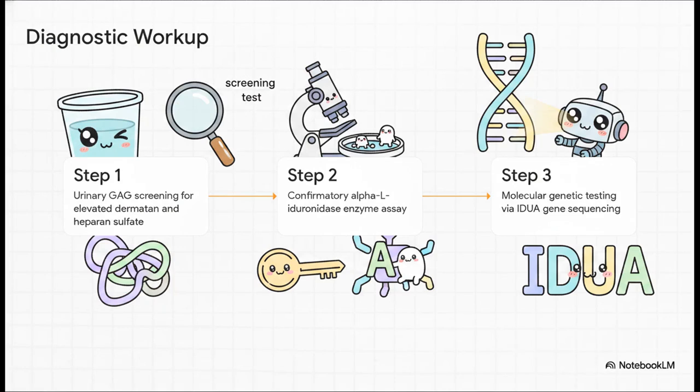The diagnostic algorithm operates in 3 distinct tiers. Step 1 is urinary glycosaminoglycan quantification. This is a screening test that detects elevated dermatan and heparan sulfate. Let me be explicit. This is a screen, not a confirmatory test. Step 2 is your gold standard confirmatory investigation, measuring alpha-L-iduronidase enzyme activity in peripheral leukocytes or cultured fibroblasts. And finally, Step 3 is molecular genetic testing via IDUA gene sequencing.